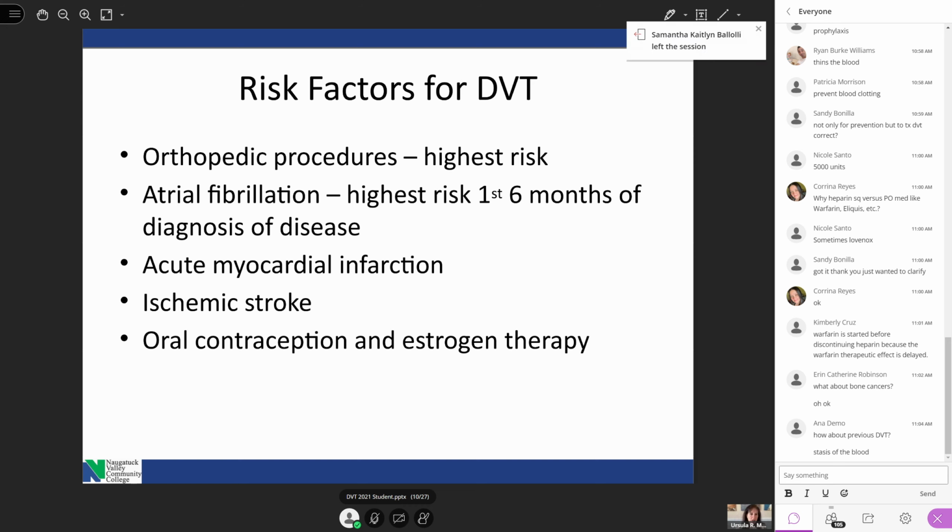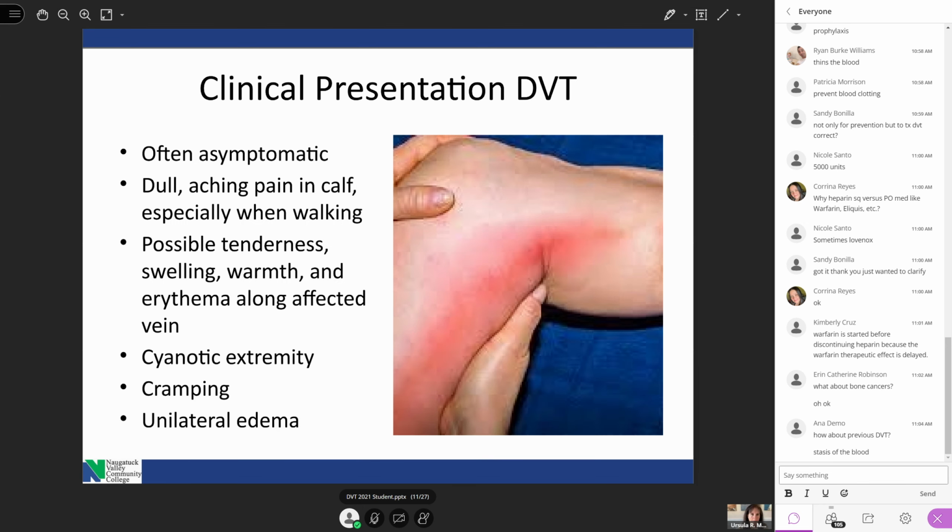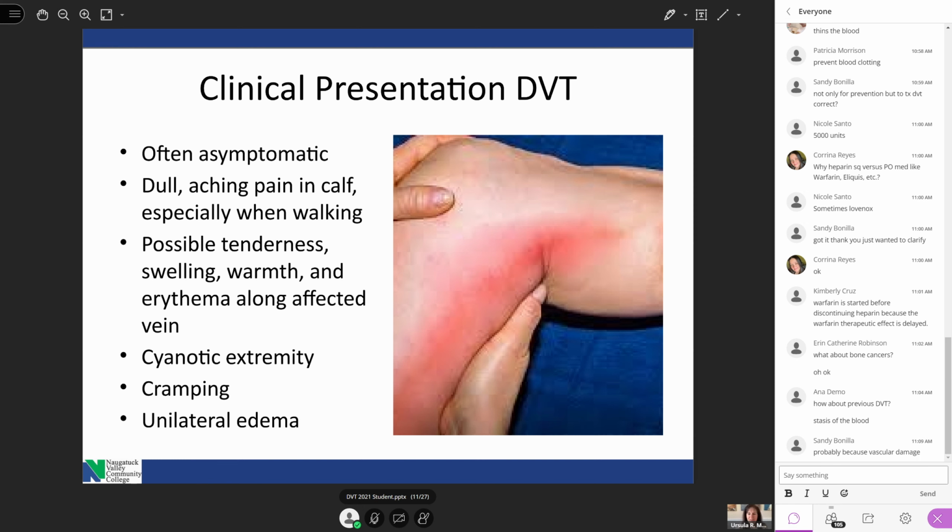So acute myocardial infarction, ischemic stroke, oral contraception and estrogen therapy puts you at a higher risk. Okay, so with that, what does a DVT look like? It's often probably because of vascular damage. Vascular damage is one of the three. Remember the three? Okay, so here we have a picture of what it looks like.